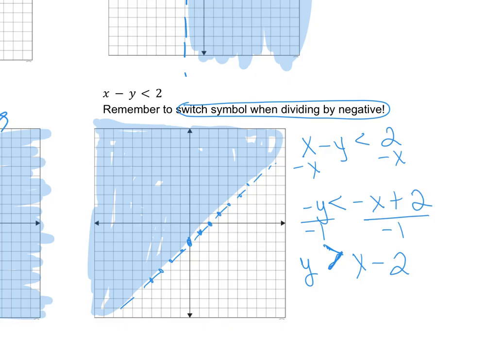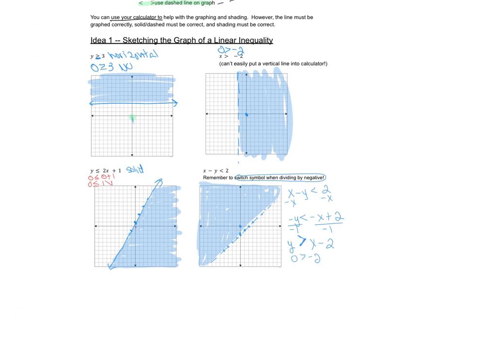So if we tested 0, 0 in this inequality, we would have 0 is greater than 0 minus 2. And in fact, this ordered pair, 0, 0, is in the shaded region, so that's good. Okay, so that's just remembering how to graph and shade a linear inequality. And the next thing that we are going to look at is sketching and graphing a quadratic inequality.